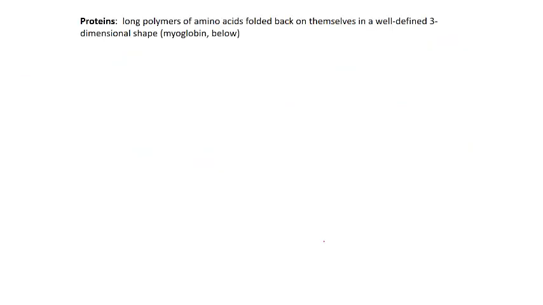All right, so we're ready to talk about full-size proteins. Right, so a protein, the proper definition of a protein, is a long polymer of amino acids that fold back on themselves in a well-defined three-dimensional shape. So why do they do this?